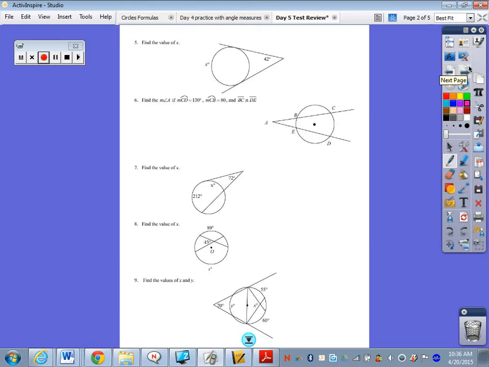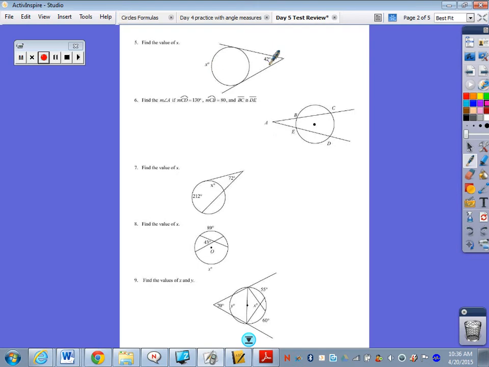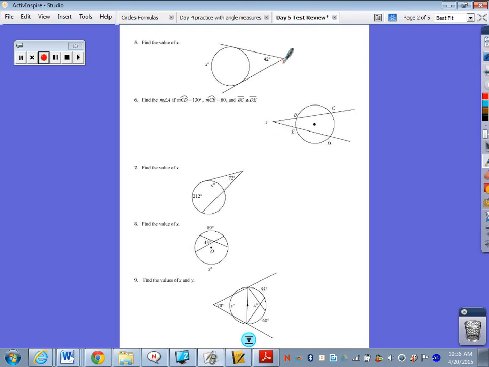Okay, so number 5. Now we're dealing with finding arcs when we have angles. Now remember, you always locate the point. The point is outside, so I'm going to use the outside formula, which is far minus near is equal to 2 times the angle. Okay. So before we do that, we need to make sure we have all our parts.